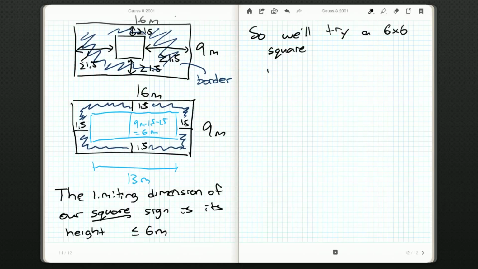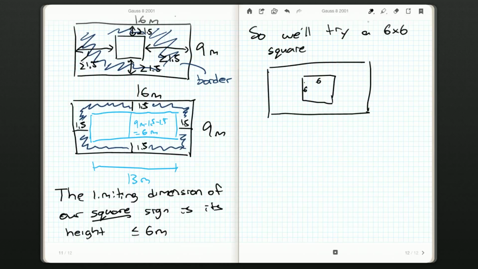And let's just quickly check. You can probably do it in your head, but we'll just quickly check. Can we put a 6 by 6 square in here and still get the required border? 6, 6. Well, up here, that'll be 1.5, that'll be 1.5, and if we assume we're in the very middle, this will be 5, and this will be 5, we will get the border we want. So all the way around the border is at least 1.5 meters.